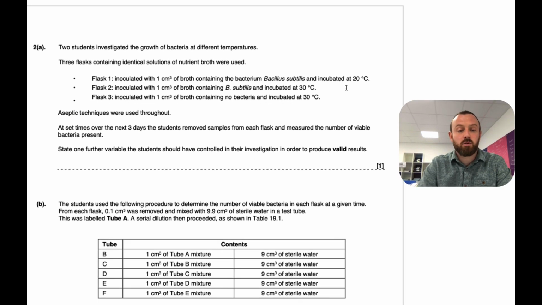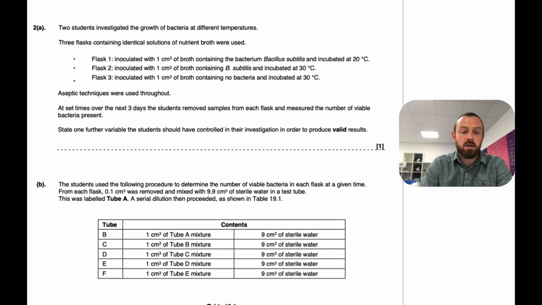Okay, on to the next question, question 2. So this question is basically about serial dilutions and aseptic technique, which again I think is a really key area that might come up. This question is about serial dilutions and working aseptically and everything to do with bacterial growth. All of these things, I think, are very likely to come up this year in your papers.